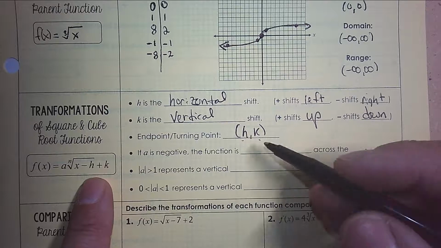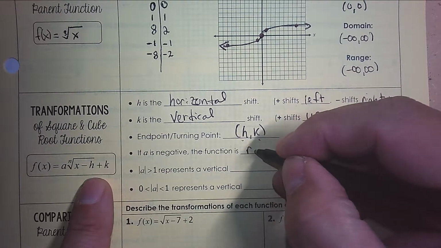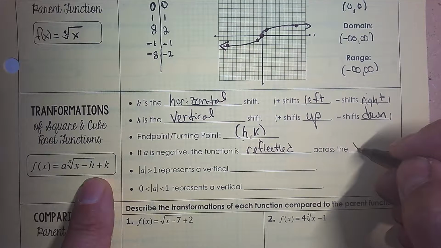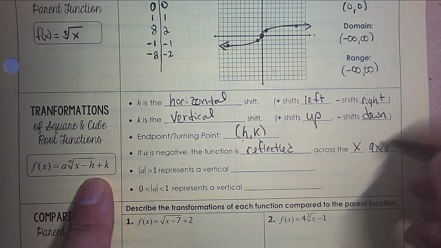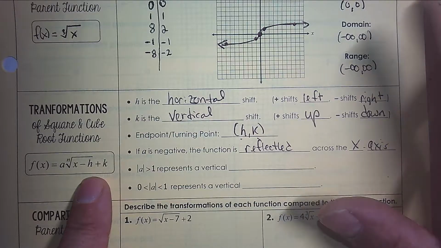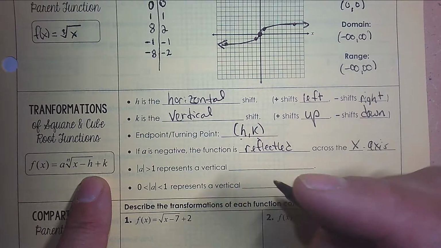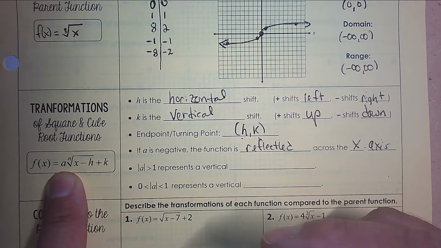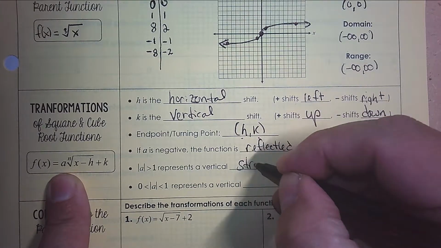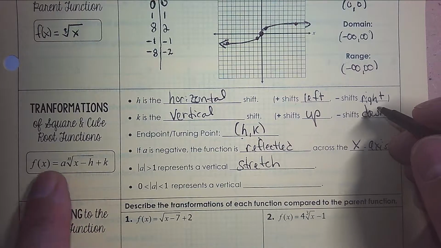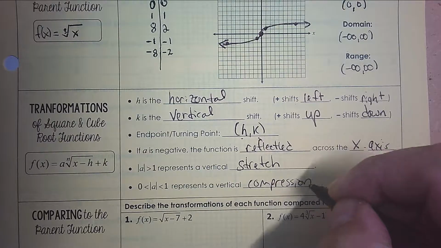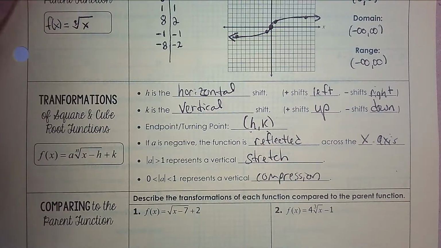If a is negative, the function is reflected across the x-axis. This is exactly the same as what we had in our notes, right, for reciprocals. If a in front is a big number, bigger than 1, then it's a vertical stretch. If a is a fraction in front, it's called a vertical compression. So first we're going to understand transformations, and then we're going to graph.